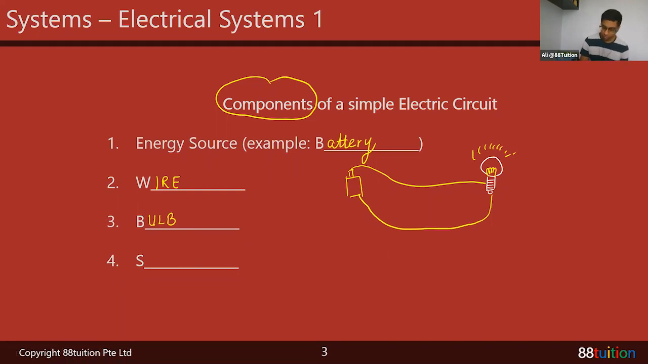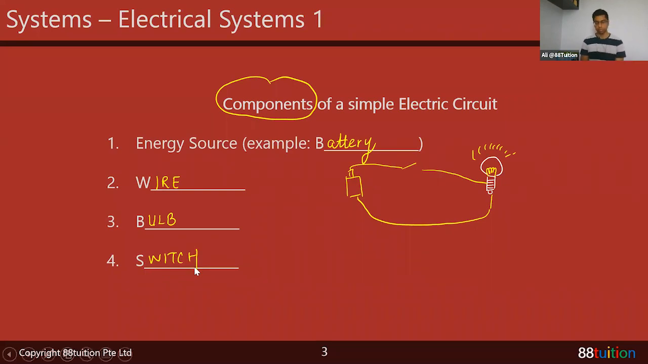Okay, so in order to switch on and off, you can put a switch. So you put a switch here so that you can control the electricity. So, switch. Okay, so it's not on now, right? The switch is not complete. Therefore, I'll take away the light.